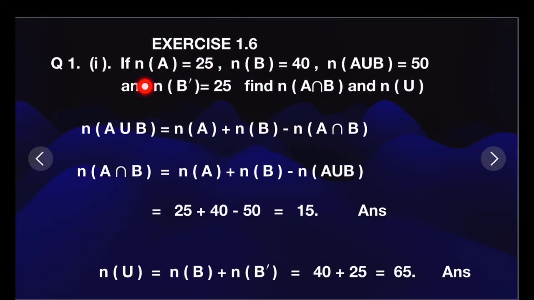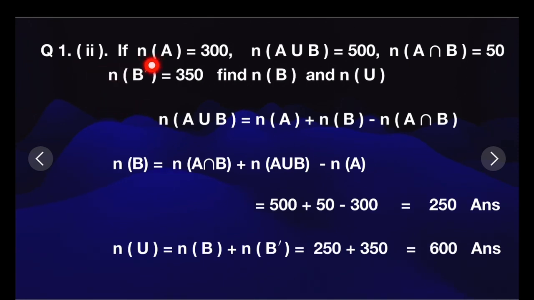Exercise 1.6, Question 1. They have given the values of n(A), n(B), n(A union B) and n(B dash). You are asked to find n(A intersection B) and n(U). So write down the formula, put all the given values, you will get the value of n(A intersection B). It is 15. And then n of universal set is n(B) plus n(B dash). n(B) is given, n(B dash) is given, add them and you will get the number of elements in universal set.